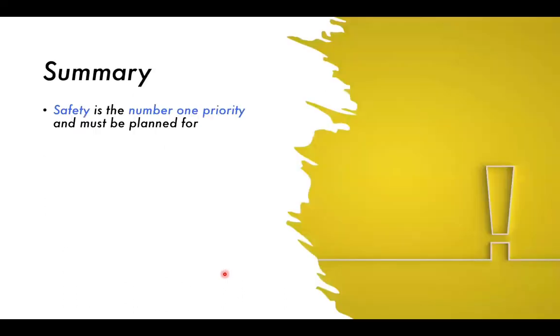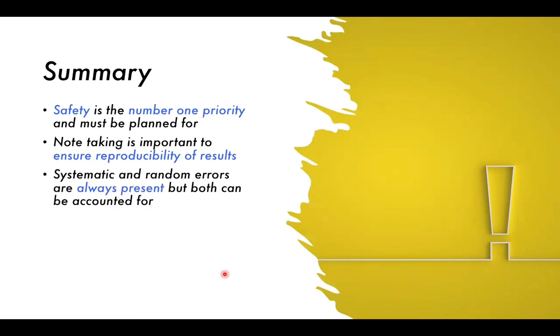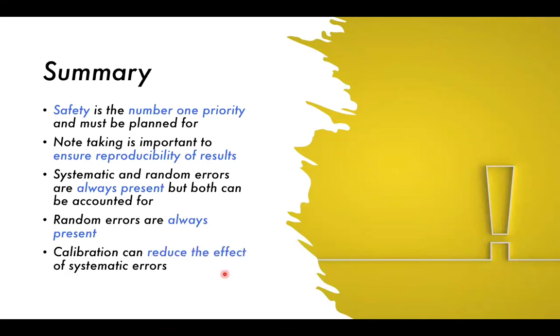So in summary, safety is the number one priority, and we must plan for any and all hazards which may be encountered during the process. Note-taking is especially important to ensure reproducibility of results. Systematic and random errors are always present, but both can be accounted for. Random errors are always present, and calibration can reduce the effect of systematic errors.